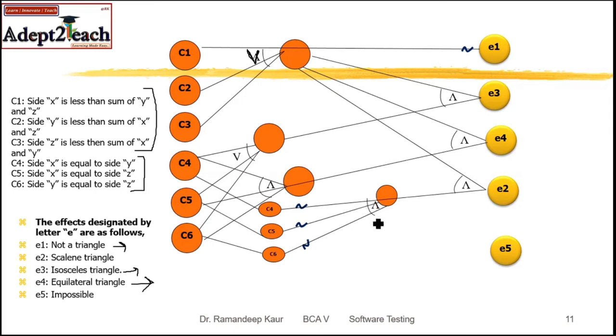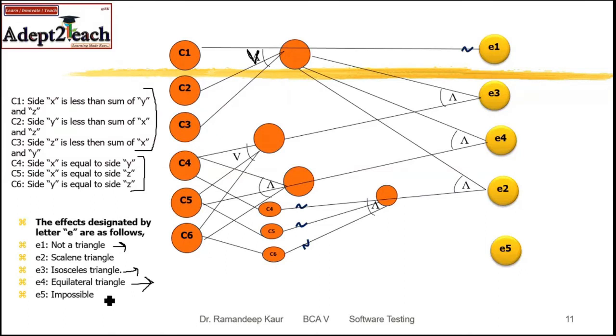When all the three are false, I have made it an AND. That means C4 is false, C5 is false, and C6 is false. All three are false together. So an AND condition, and there is a triangle problem that holds true. Then we will have a scalene condition. We will have output as scalene.